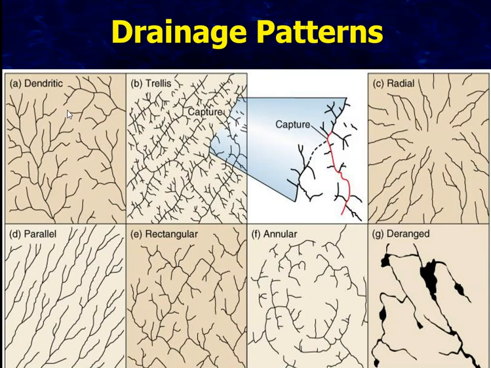Trellis, for example. Trellis and parallel, these both could be a series of folds. And so as the erosion cuts through, it's going to be influenced by those different rocks in a linear pattern. And that would create either this parallel pattern, depending on what direction it was, or this trellis pattern.